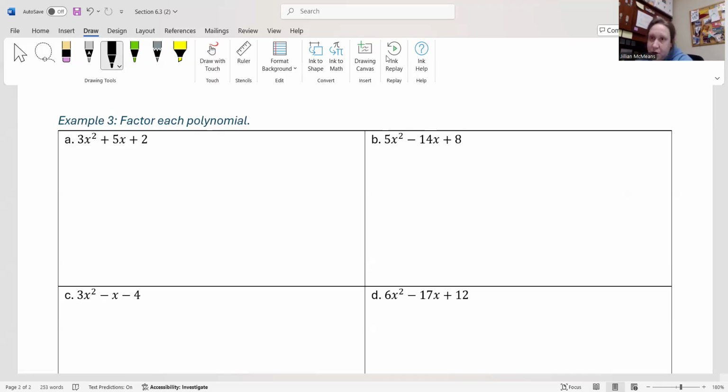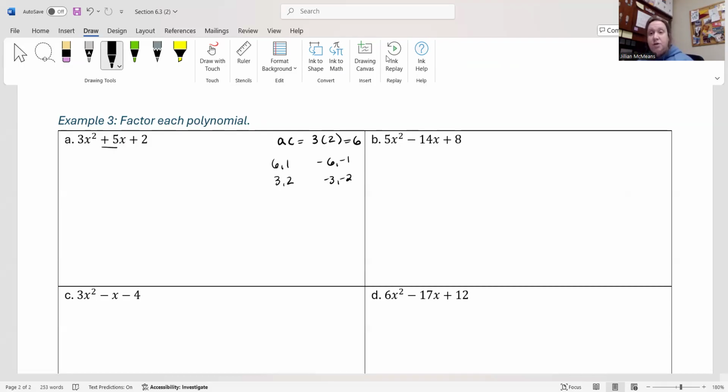So looking at part A, there's no GCF. So we want to look at A and C. Well, A is 3, C is 2. So we're looking at a product of 6, okay? So we need to find factors of 6. That means both factors need to be either negative or both factors need to be positive. So that tells me that I could have 6 and 1, 3 and 2, -6 and -1, or -3 and -2. And if you think about it, you can always eliminate half your list if you just think about what you're doing. So we need a sum of +5.